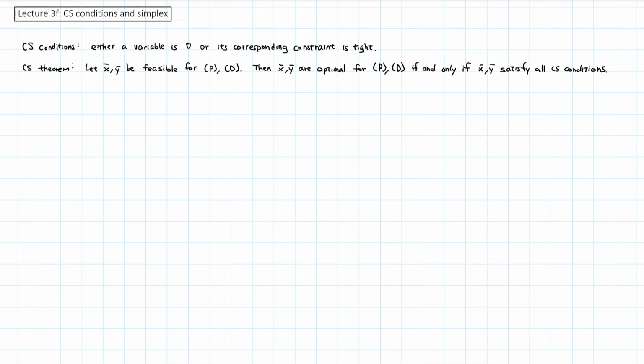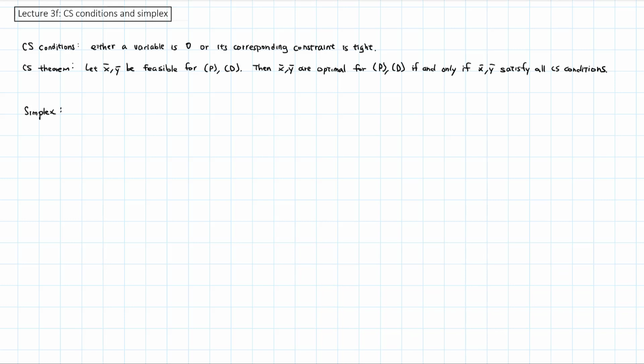Hello! We introduced the complementary slackness conditions last time. The CS conditions of an LP and its dual are that either a variable is 0 or its corresponding constraint is tight. And the CS theorem is that if we have x bar, y bar feasible for P and D, then x bar, y bar are optimal for P and D if and only if x bar, y bar satisfy all CS conditions. In this lecture, we will try to link CS conditions with simplex.